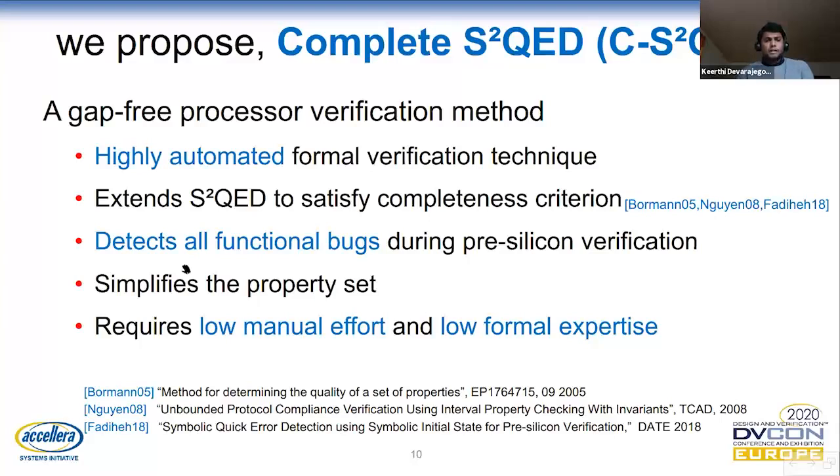We call it complete because it detects all functional bugs during pre-silicon verification, so that during post-silicon validation, we only have to worry about electrical bugs or other timing glitches. The main benefit of this approach is that we need a very simple property set to find all the bugs. That means it requires low manual effort, and a verification engineer doesn't need to be a formal verification expert to implement this approach. So these are the main highlights of this approach. Now let's see the different aspects of this approach.